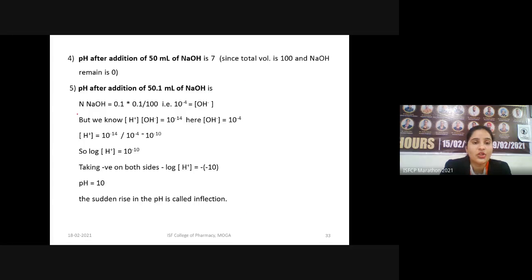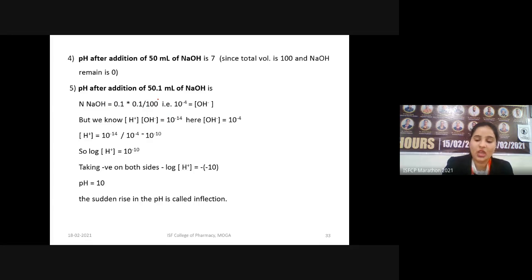So let us calculate the concentration now. The concentration of sodium hydroxide is equal to 0.1 ml, since we have added an extra 0.1 ml, multiplied by the concentration of sodium hydroxide, which was 0.1 normal, divided by 100. 100 is the total volume of the solution. Here we are not writing it as 100.1 because it makes no difference in the numerical value, so we are just taking it as 100.